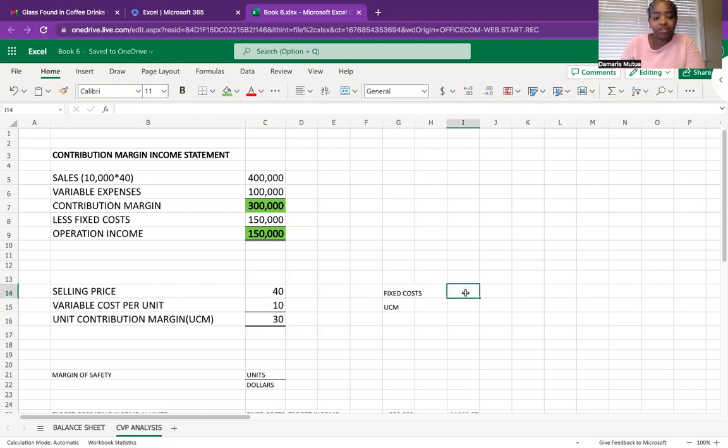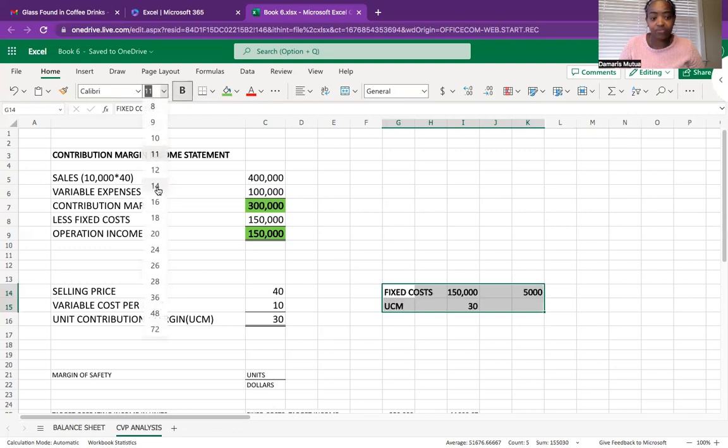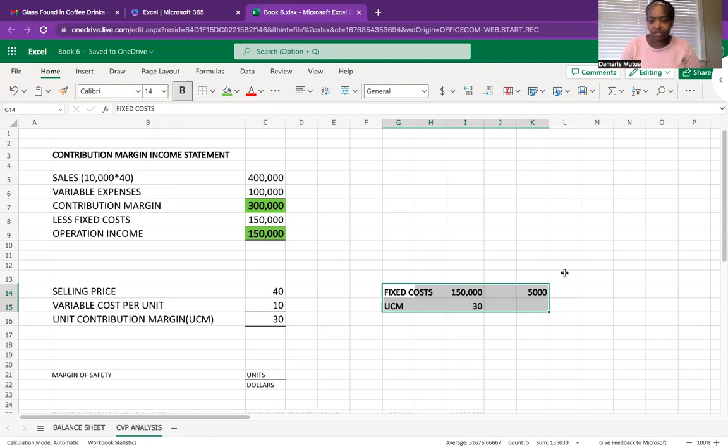So in the example that we're using, we have our fixed cost at $150,000. We've calculated our UCM down here. So our UCM is 30. If we want to know how many units we need to sell to break even as an organization, we take our fixed costs divided by our UCM. So for this organization, it needs to sell 5,000 units to break even. Once we've sold 5,000 units, we've covered all our fixed costs. So anything that we sell above 5,000 units is income to the organization. So that is how you calculate your break-even point using UCM.